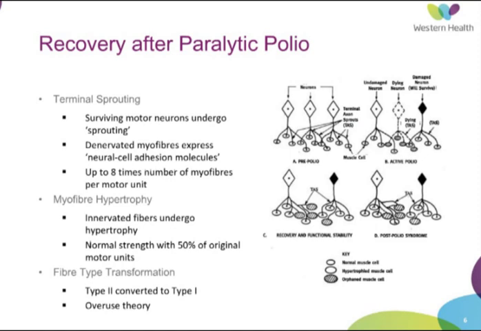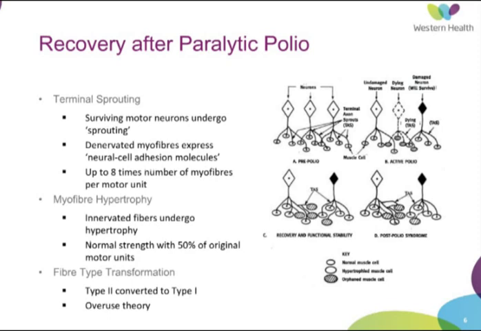The myofibers also undergo hypertrophy, and this is to try and increase the function and the strength of that muscle. And there's been reports that normal strength can be returned with only 50% of the original motor units. There's also thoughts that the myofibers change from type 2 to type 1, and this has been shown on muscle biopsy studies. So the type 2s, the fast twitch, switch into type 1, the slower twitch.